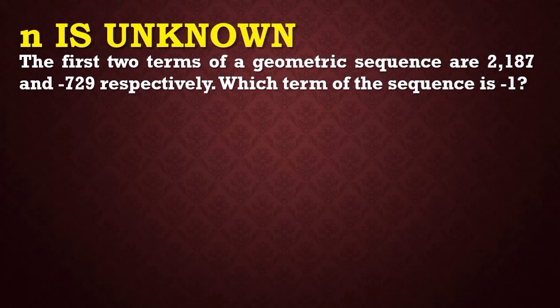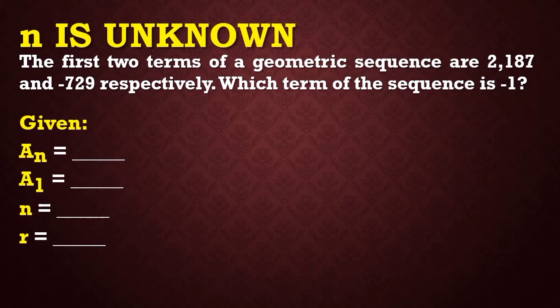So again, hindi po naka-indicate agad dito yung common ratio ng ating given sequence. So, given po yung mga first two terms. So, from these terms, makukuha natin yung common ratio. So, ayan. What is a sub n? So, that is negative 1. Diba? Negative 1. Okay. So, kasi hinahanap natin kung pang ilang term siya nung geometric sequence. And then, a sub 1, the first term, that is 2,187.